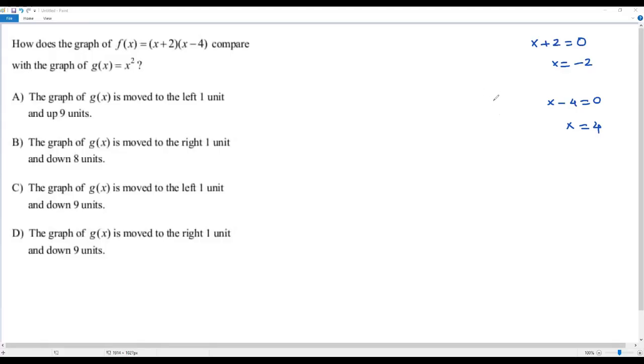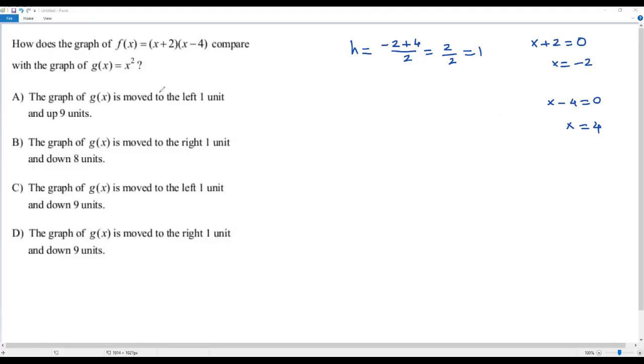Now, to get the x-coordinate of the vertex, I have to find the average of the two x-intercepts. Actually, this h represents the x-coordinate of the vertex. To get the average of -2 and 4, I have to add these two values and divide by 2. -2 + 4 equals 2. 2 divided by 2 is just 1. Okay, here I got the x-coordinate of the vertex for the quadratic function f(x).